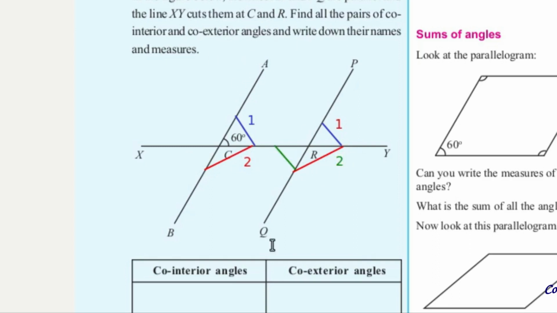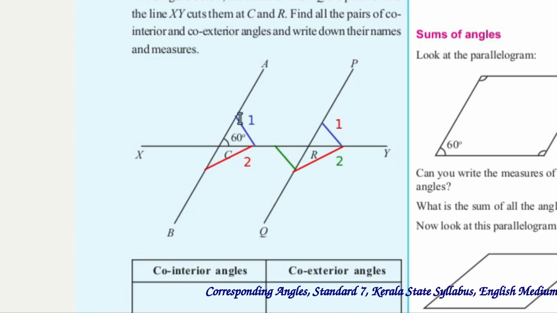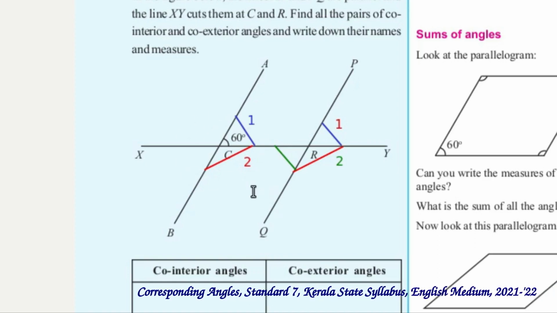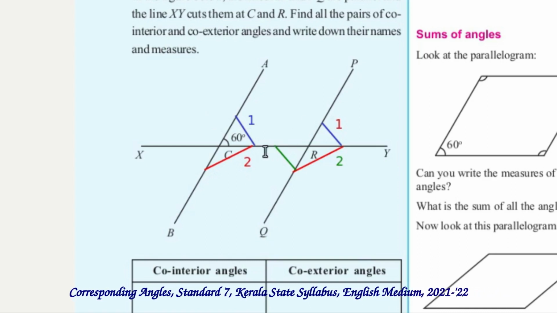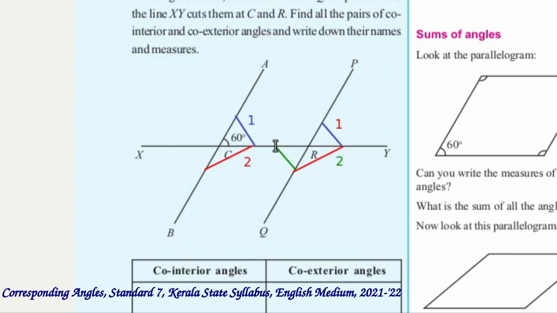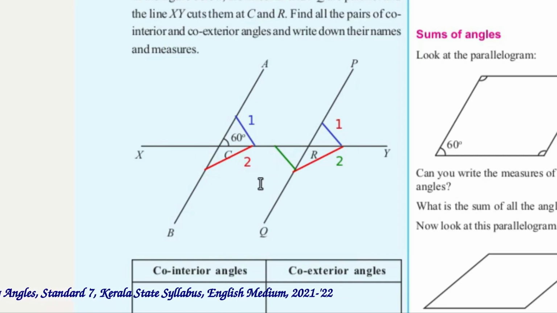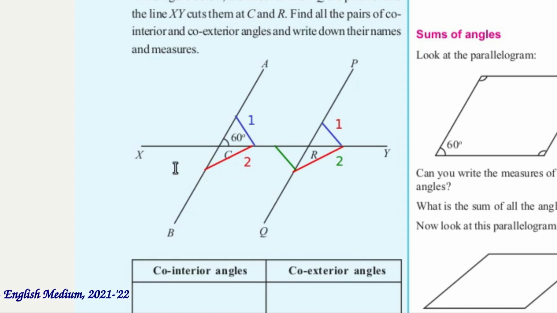Next, look at this one, angle QRX. Where do you see another angle exactly in the same position here? This one is left of QP and below this XY. So below XY and left of QP. Where do you see another angle exactly in the same position? Here it is, left of BA and below XY. So here it is, this is the angle.